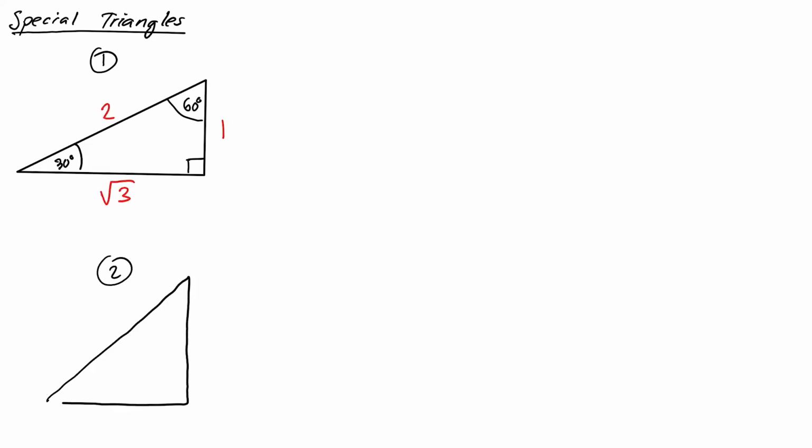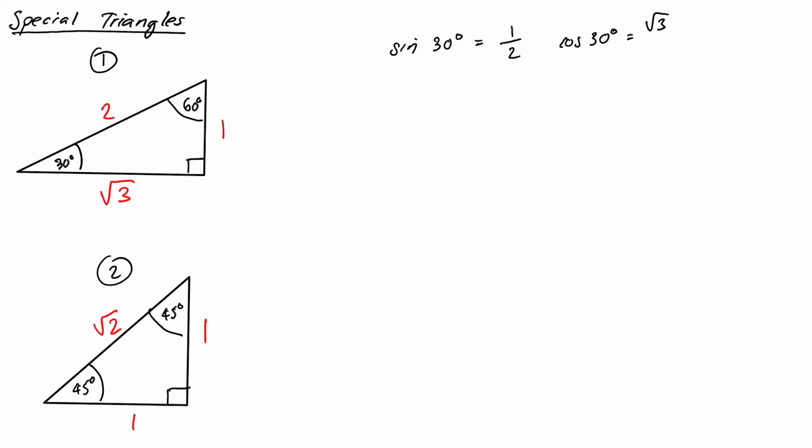And then our second special triangle has angles of 45, 45, and 90, and it has sides of 1, 1, and root 2. So just using our formulae from before, we can read off what sine, cosine, and tan are for all of those angles. So that gives us sine 30 degrees is 1 over 2. That's just the opposite over hypotenuse for the 1, 2, root 3 triangle. Cosine 30 is root 3 over 2. Tan of 30 degrees is 1 over root 3.